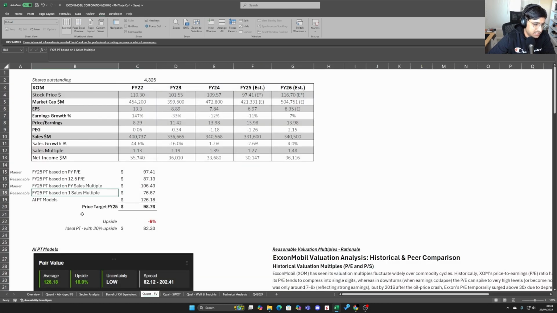And then if you were to give a reasonable, and I would say quite prudent, sales multiple of 1, because it's not really hovered at 1 for the last few years, but it's quite prudent and safe, I guess, that gives a price target of around $76.